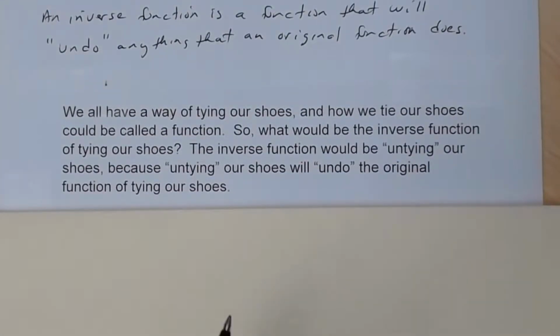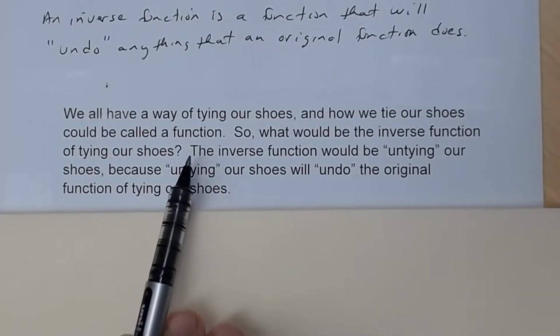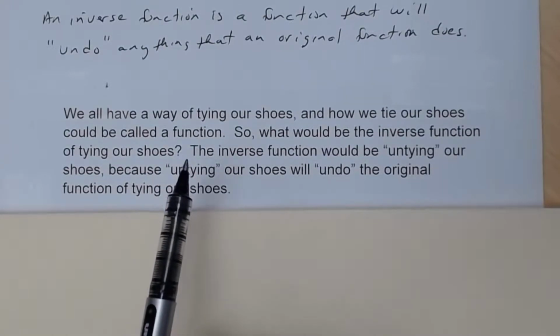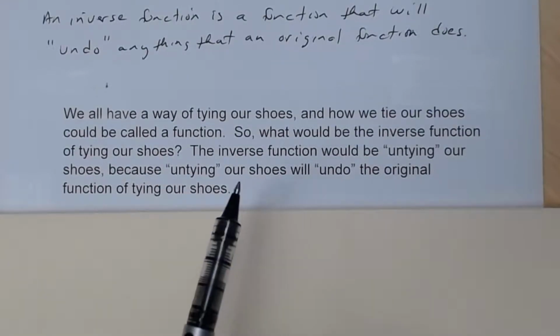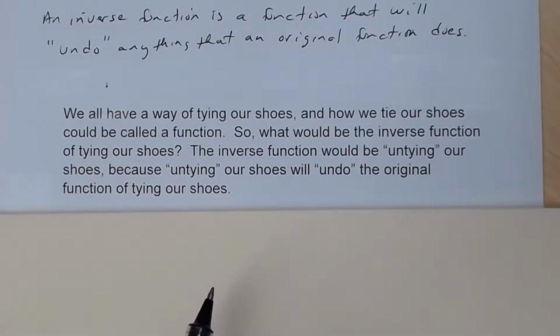So we all have a way of tying our shoes, and how we tie our shoes could be called a function. So what would be the inverse function of tying our shoes? Well, the inverse function would be untying our shoes, because untying our shoes will undo the original function of tying our shoes. So if we tie our shoes, untying would undo what we did.